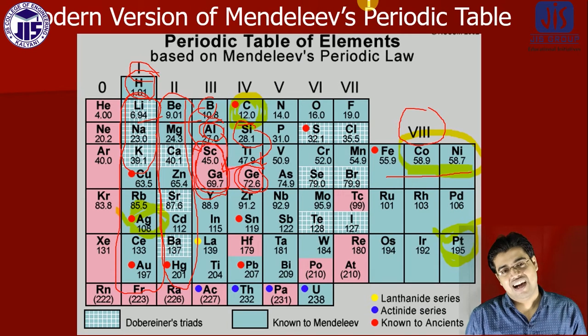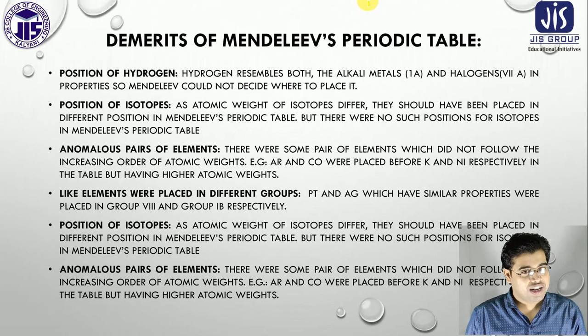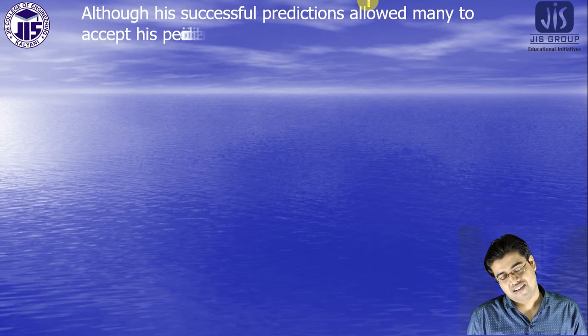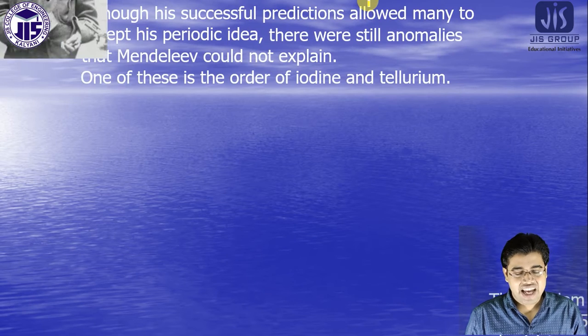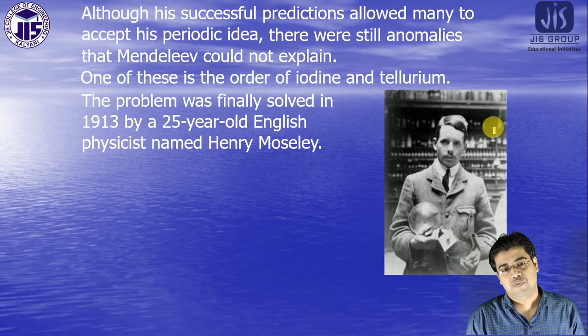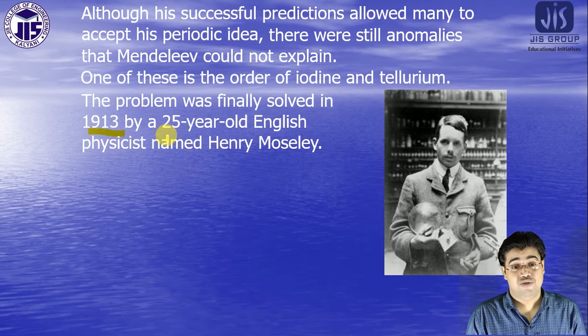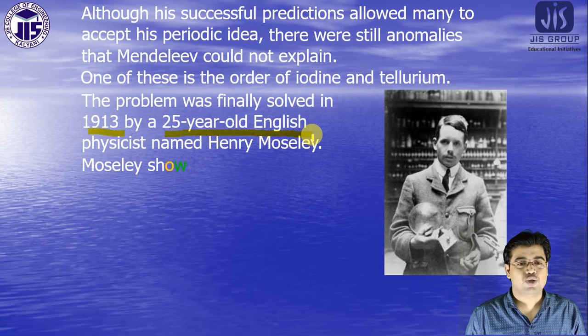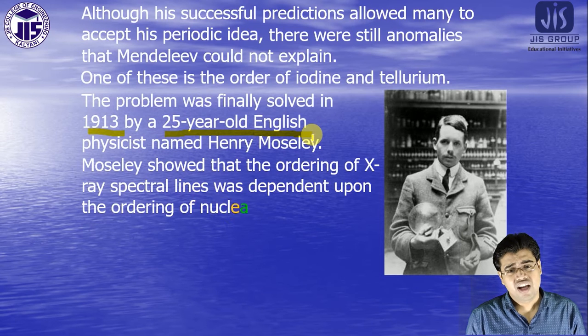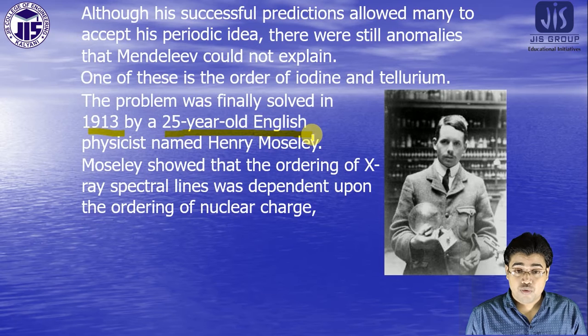So that's why the next scientist came to the field. Who was the next scientist? Look here, he was Moseley. All of you know very well that Moseley came to the field. This is the picture of the scientist; in the year 1930, he was just a 25-year-old English physicist. The full name is Henry Moseley. Moseley showed that the ordering of X-ray spectral lines depended upon the ordering of the nuclear charge.